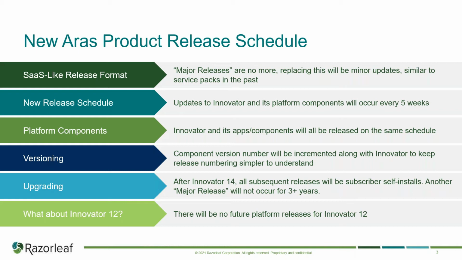As I mentioned, the new release schedule that Aras has talked about is going to be every 5 weeks. We plan to run a session like this every 6 weeks, and we'll monitor that as we go. The platform components, so the Innovator and its app components, will be released on the same schedule.